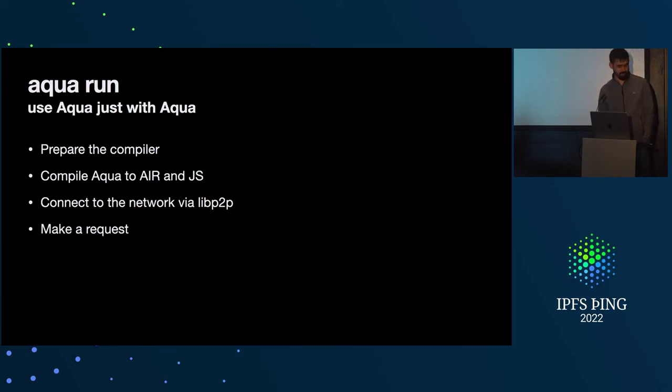And also you can use Aqua just with Aqua CLI. Oh, I forgot to put a line about how to install it. So it works not very fast. It could take a couple of seconds for the request. That's because every time it prepares the compiler, compiles Aqua to AIR, connects via libp2p to the network, makes the request. So it takes time. And if you want to have something more optimal, probably you don't want to use this CLI compiler, but you want to compile to JavaScript or something like that and use the compiled code.